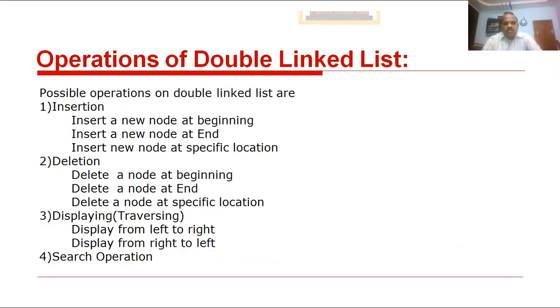The possible operations on a double linked list are insert, same as in a single linked list: insert a new node at the beginning, insert a new node at the end, insert a new node at a specific location. Clear? The next one is deletion: delete a node at the beginning, delete a node at the end, delete a node at a specific location. Displaying or traversal: display from left to right and display from right to left. Clear?